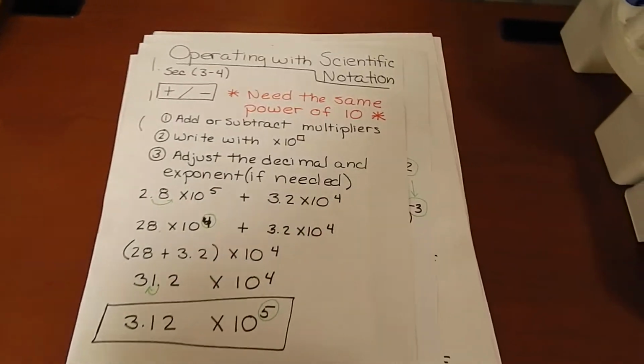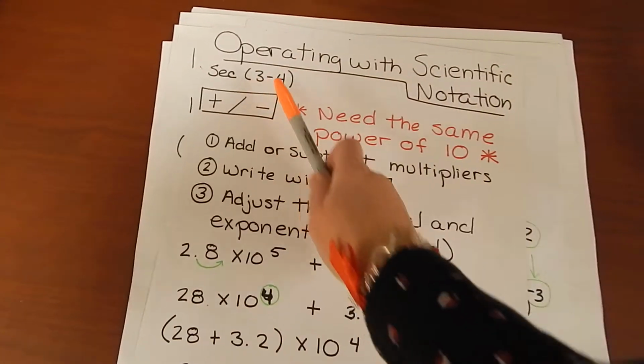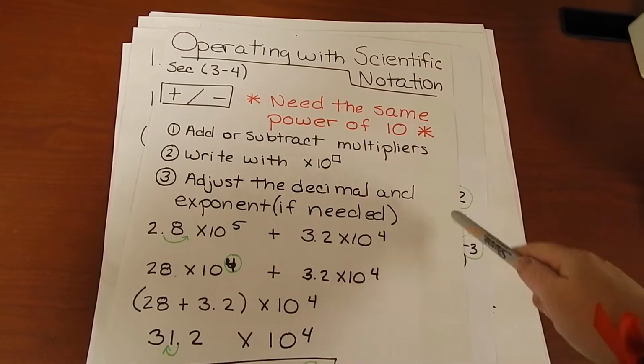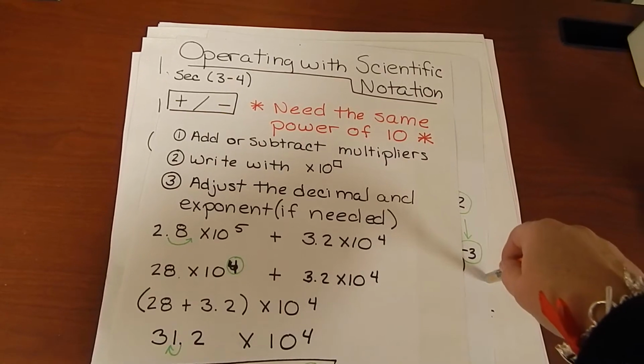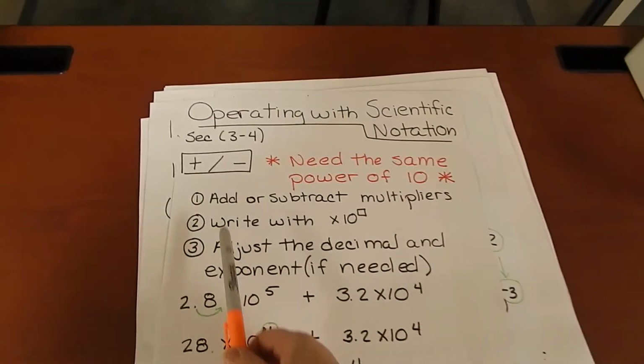All right, so here we go. Operating with scientific notation. This is your section 3-4, and there's 4 things we're going to look at. We're going to look at addition, subtraction, multiplication, and division. Now, addition and subtraction, this is the trickiest, so that's what we're going to start with.